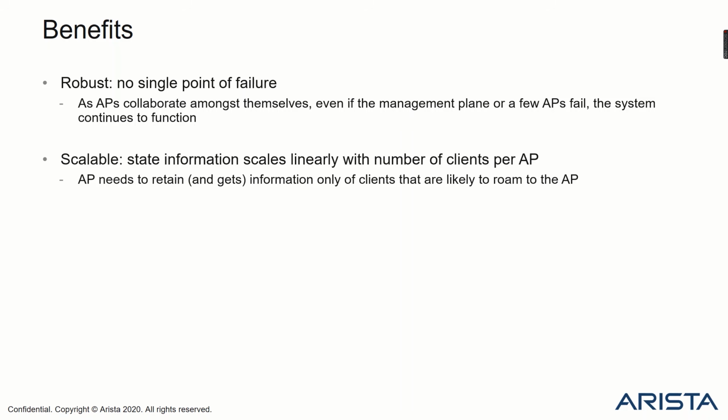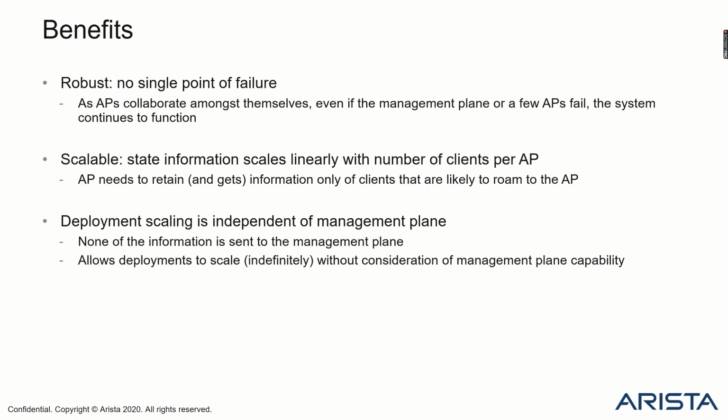The other benefit is that it is scalable. The state information that each AP needs to hold scales linearly with the average number of clients that connect to an AP, because APs only hold information about clients that are likely to roam to them. An AP doesn't have to manage the list of all the clients across all APs. So if APs are too far away and clients are not likely to roam from one AP to the other, there is no point in holding information of those clients across these APs. And as you saw, the state information of the control plane actually propagates as clients move, and hence it's very scalable. And the deployment scaling is also scalable.